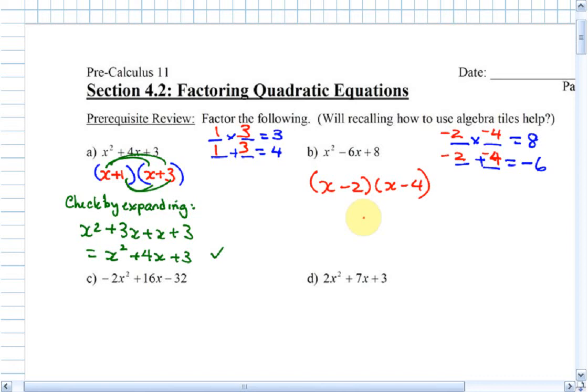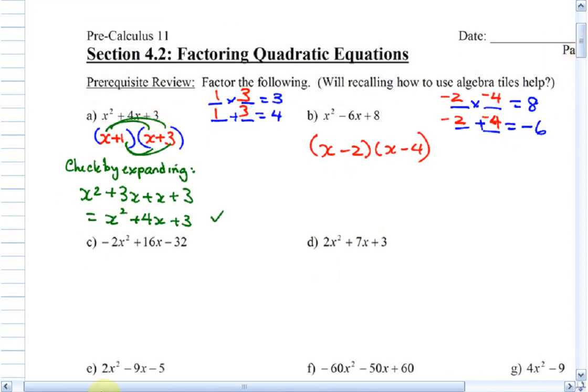Let's look at C. For C, I have this question. Now notice in front of the x squared term is a negative 2. Ew, yucky. What should you always do first before you do what I just did in the previous types of factoring? Factor out what we call the greatest common factor, the GCF, okay? Always do that, and I'll say first. So in this case, what would be my greatest common factor? Yeah, negative 2, good. So I'll factor out the negative 2 first.